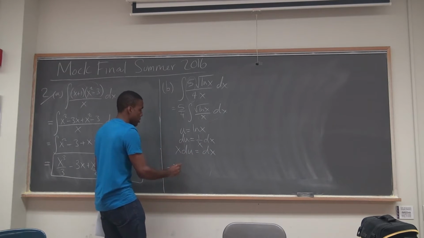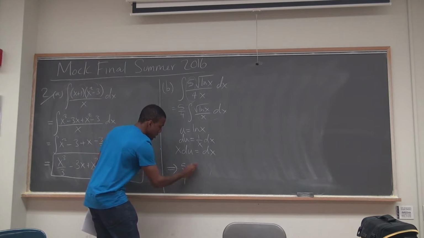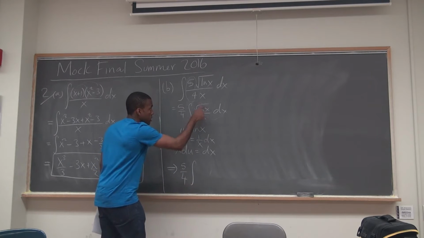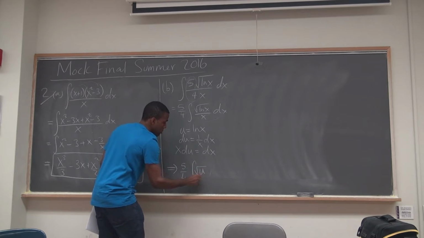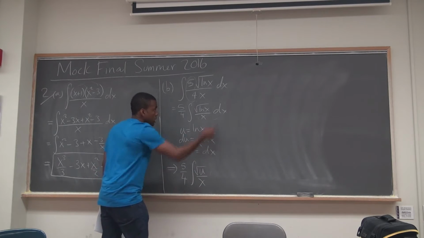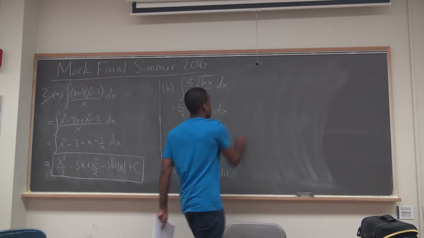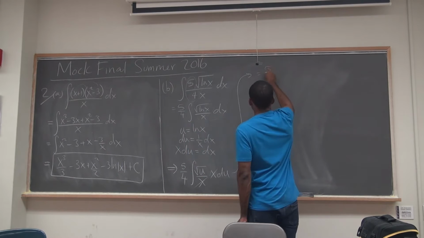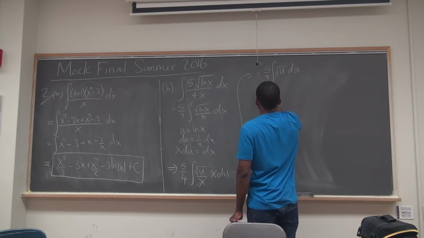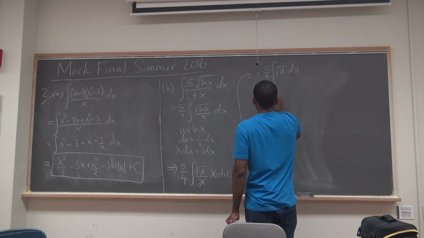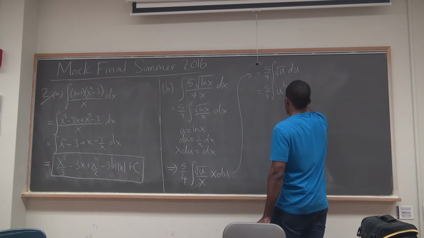And so you go and you plug them in. That 5 over 4 is just there. The ln you change to a u, so that's radical u over x. And your dx becomes x times du. The x is cancelled. And so you just have 5 over 4 times radical u du. That you can use the power rule for. You rewrite it first.